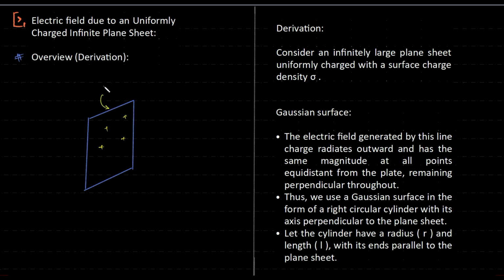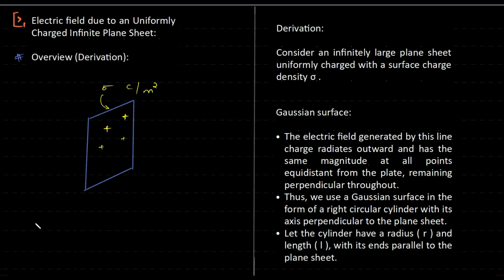So here the charge density will be sigma coulomb per meter square. Is that correct? Sigma is correct, coulomb is correct, square. Area, right? It's two-dimensional. Next, what is it that we are doing?